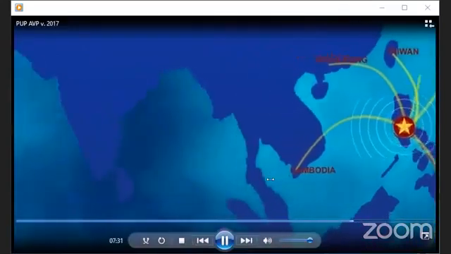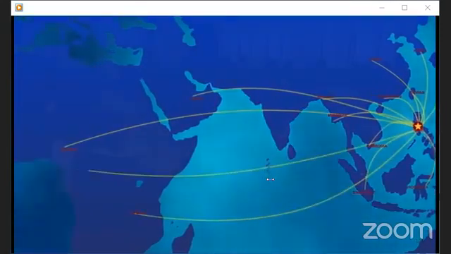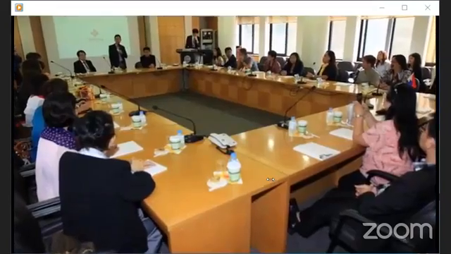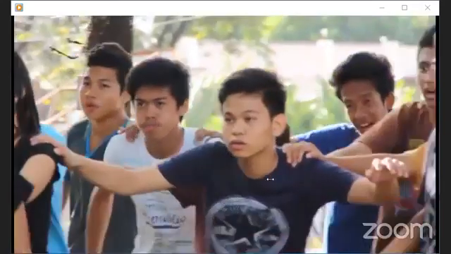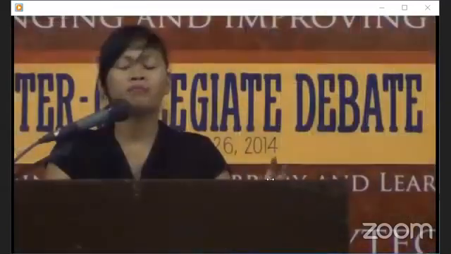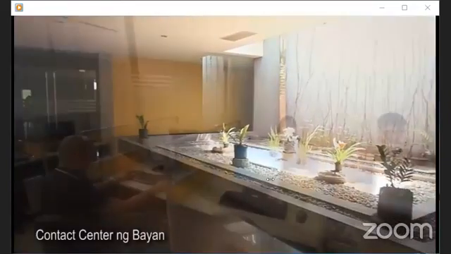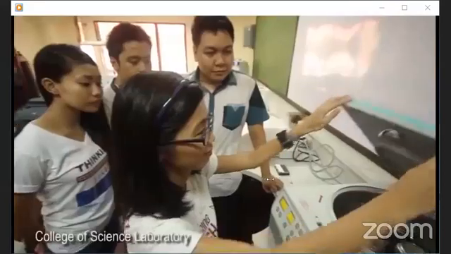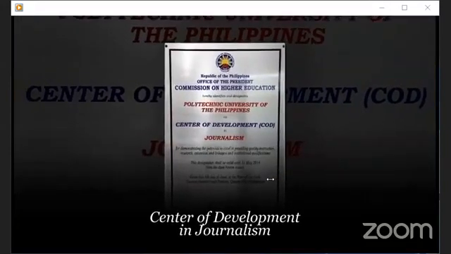PUP has also institutionalized academic exchange and international cooperation with various countries all over the world through its Office of International Affairs. Today, PUP is relishing its successes, and its students are enjoying unprecedented academic opportunities, an enhanced campus environment, upgraded colleges, state-of-the-art technology, and nationally and internationally recognized programs.